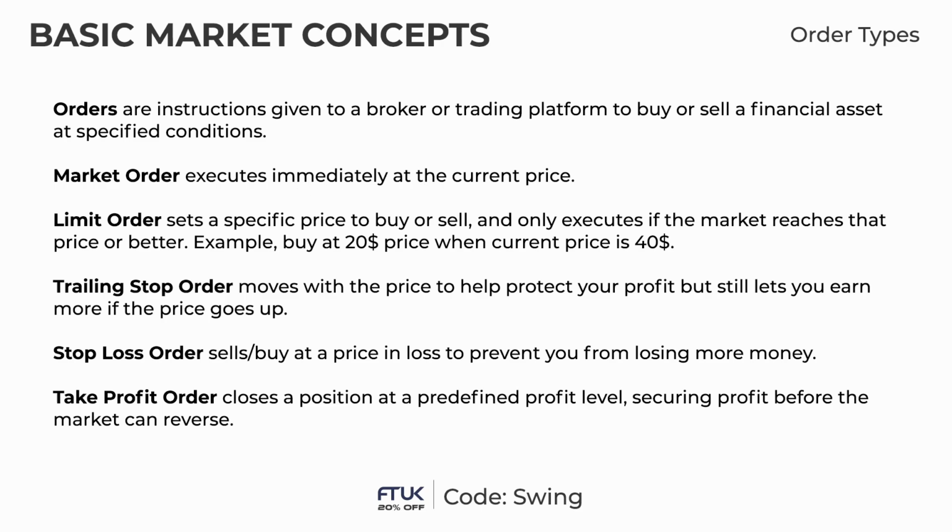Let's say the price of Bitcoin is at $50,000 right now and you want to buy. If you press the market order buy, you are going to buy the Bitcoin at $50,000. If you sell, it's going to immediately sell at whatever the price is at the time.